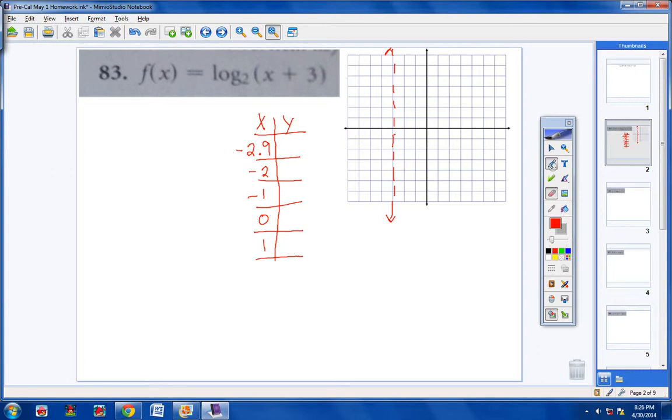First of all, I'm going to put a negative 2.9 in for x, and negative 2.9 plus 3 is 0.1. So I really have logarithm base 2 of 0.1. With my calculator, I'm going to quickly take log of 0.1, enter, divided by the log of 2, enter, and that gives me negative 3.3.